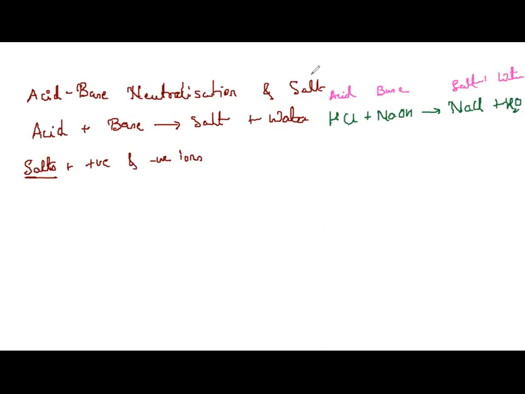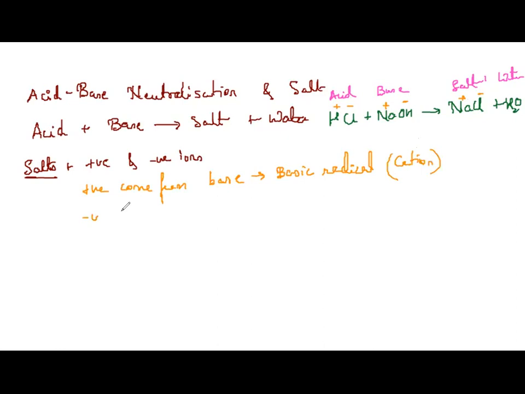Okay. Please observe, students, properly. The acid has H plus ion and Cl minus ion. The base has Na plus ion and OH minus ion. The salt has Na plus ion and Cl minus ion. Correct? So salts are made up of positive and negative ions. Positive ions come from where? Positive ions come from the base. Therefore, the positive ion present in a salt is also called a basic radical, or you can call it a cation.